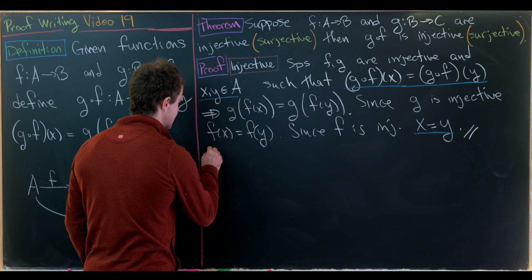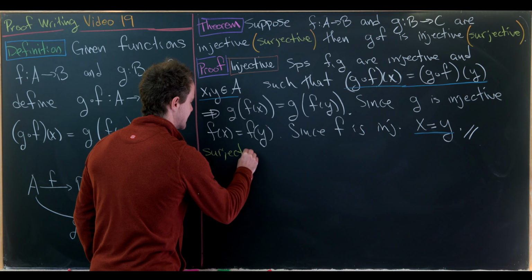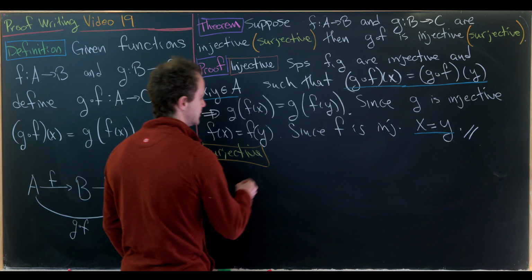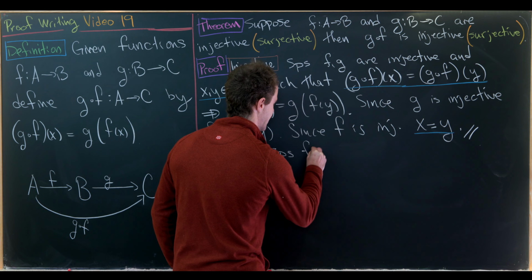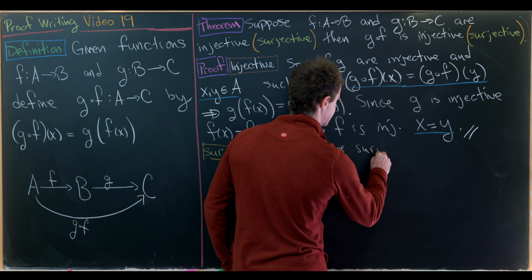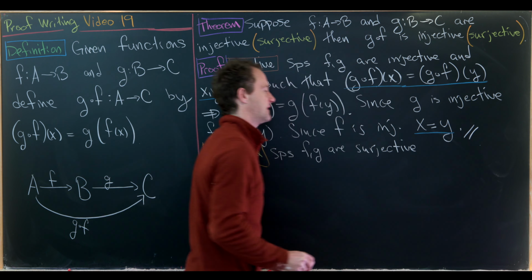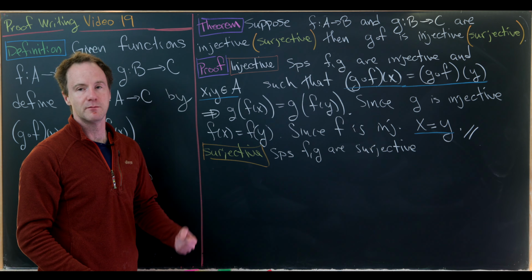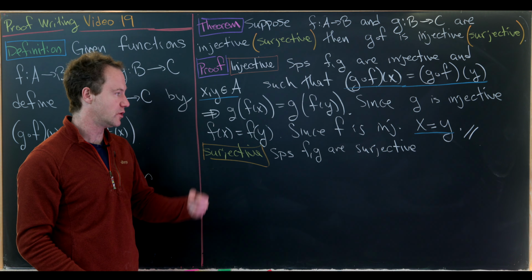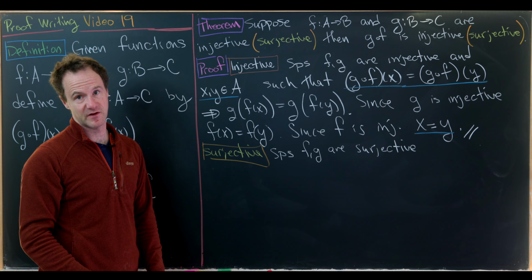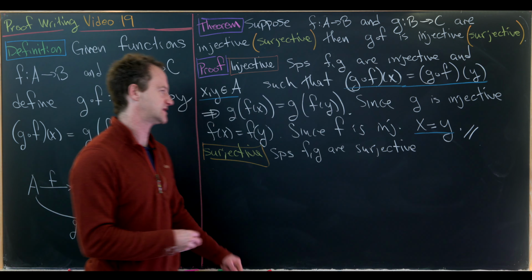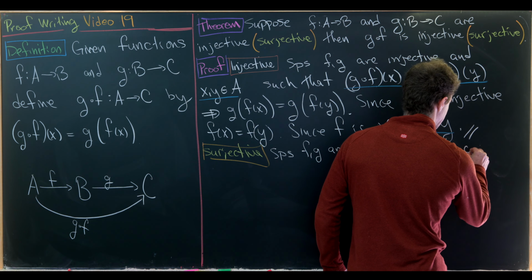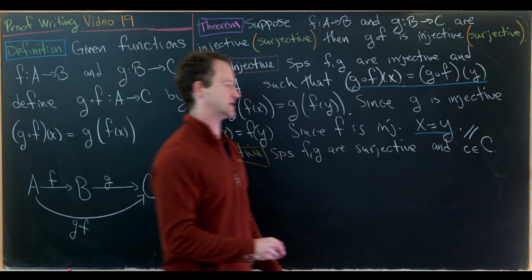Okay, so now let's flip this around and show the surjectivity statement is also true. So in other words, what we'd like to do is suppose that f and g are surjective, and somehow get that g composed with f is also surjective. But remember, that means we need to take something in the codomain of g composed with f and find a preimage for it. Okay, so let's do that. So let's suppose f and g are surjective, and little c is an element of capital C.